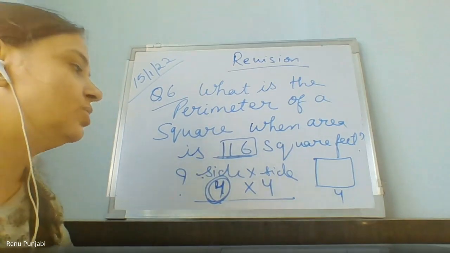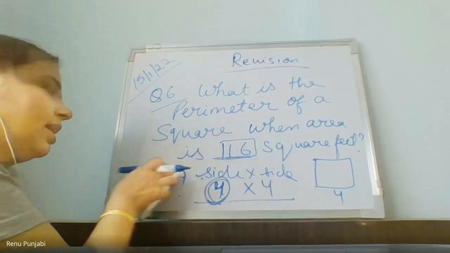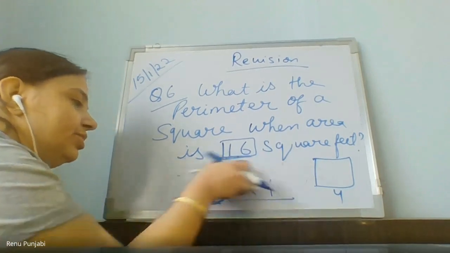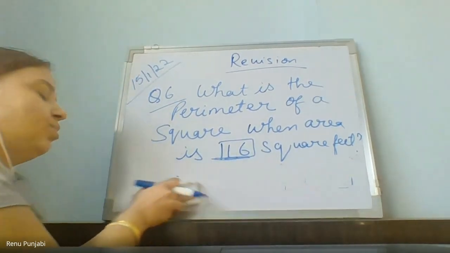The other side also will be 4 because it is a square shape. A square has all sides equal. What is written after side? That is a question mark I have put. You don't need to write anything like this. You first have to calculate what the side is.